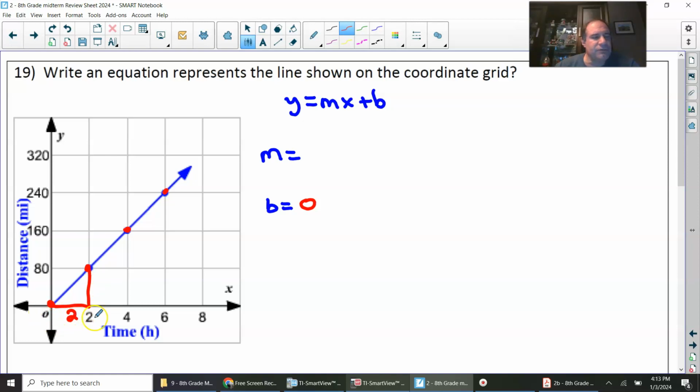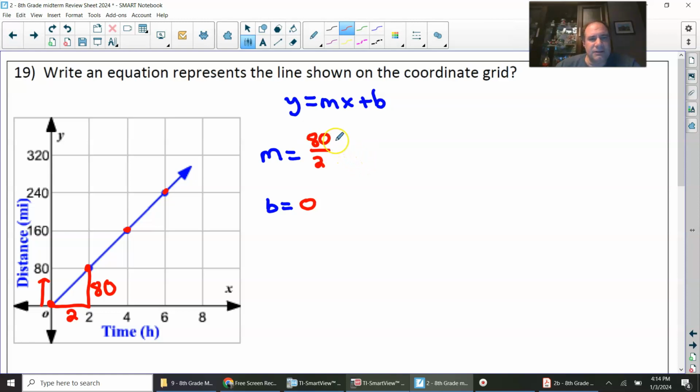This counts by 2. So this is 2. It looks like 1, but it's 2. And this looks like 1 as well, but it's 80. Do you see how it goes from 0 to 80? Well, that's 80. So the rise over run is 80/2.